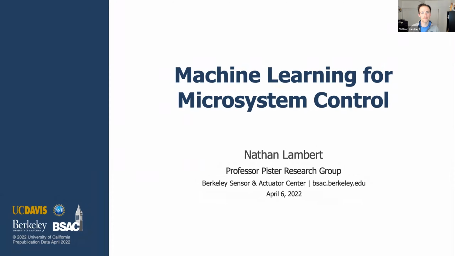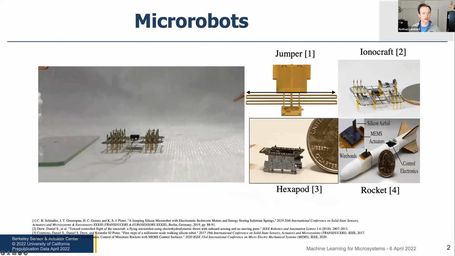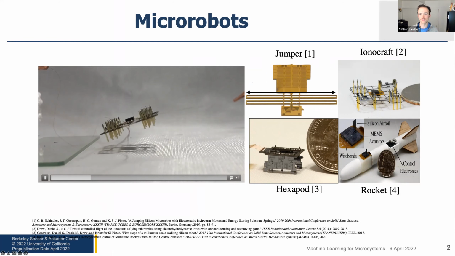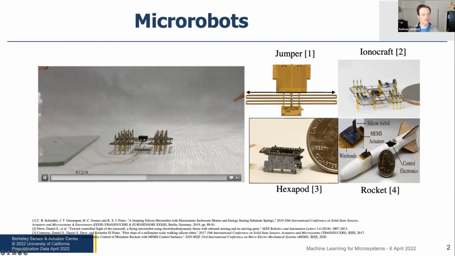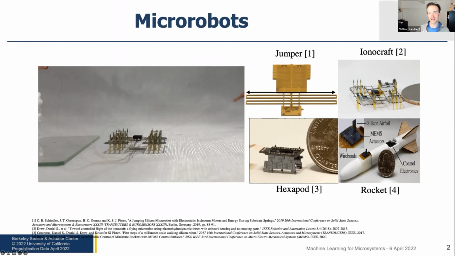Hi, everyone. I'm Nathan Lambert, and I'm excited to be talking to you about my PhD topic, machine learning for microsystem control. So we have microrobots. I showed up a few years ago. We have the Ionocraft here. It has tethers coming off of it, this crazy open loop motion. We have other microrobots. We've had various jumping robots. We've had various walking robots. We have various rockets. And what we want to do is take these to the next level and actually have controlled microrobots.